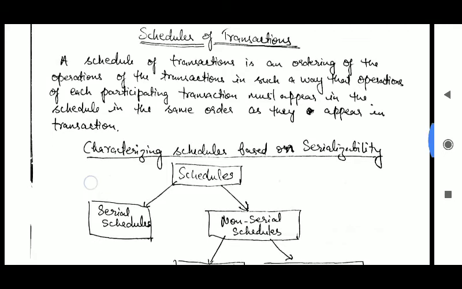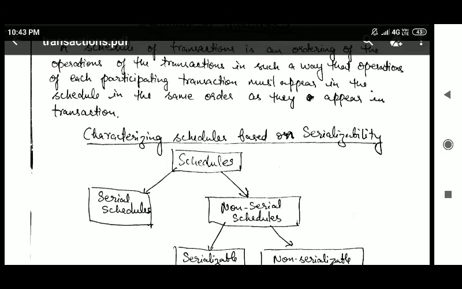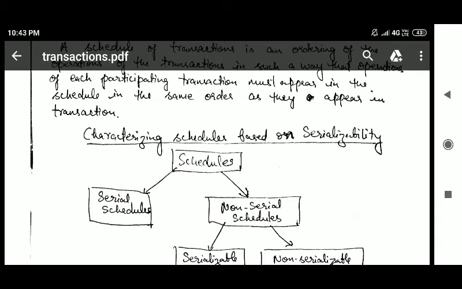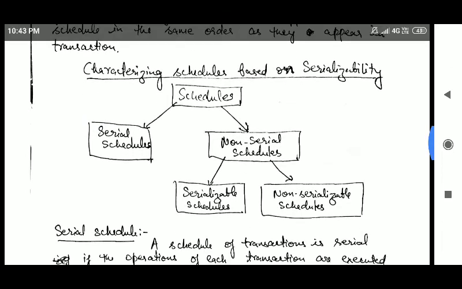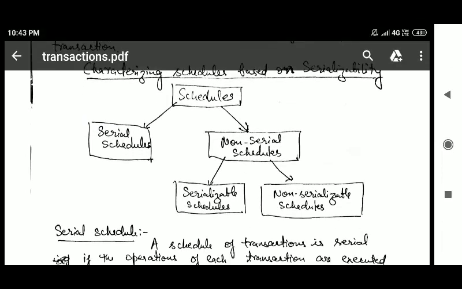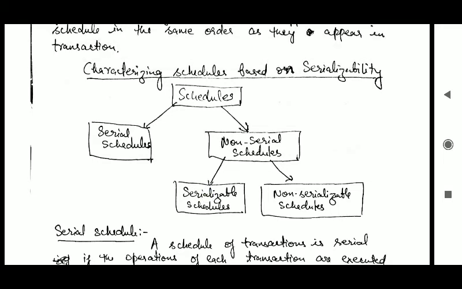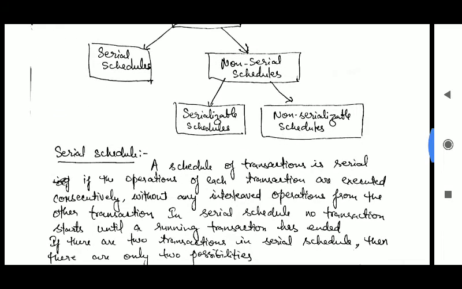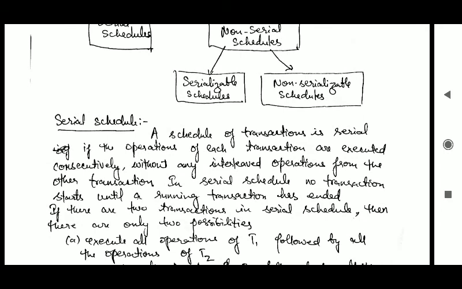Next topic is characterizing schedules based on serializability. When we characterize schedules based on serializability, schedules can be classified into two categories: serial schedules and non-serial schedules. Non-serial schedules are further classified into two categories: serializable schedules and non-serializable schedules. First of all, we will study serial schedules.